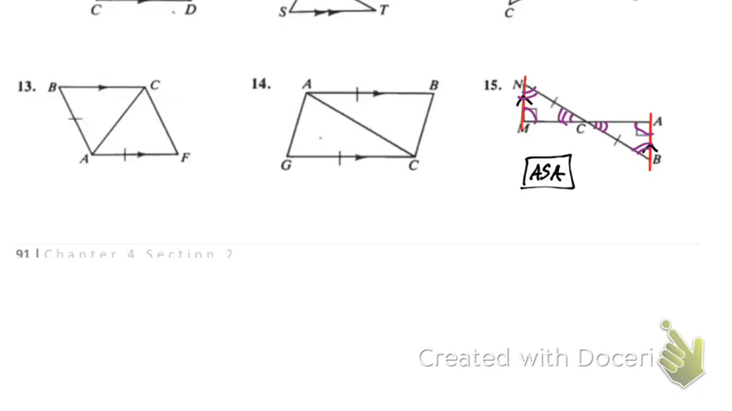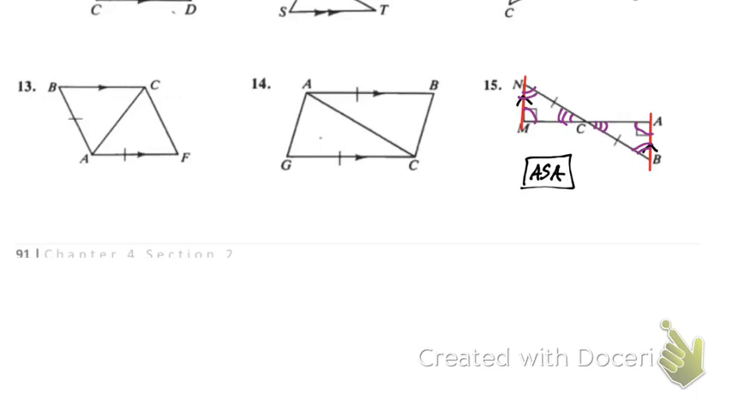So this is 90 degrees and that one's 90 degrees, right? And these are alternate interior angles. And we have the alternate interior angle converse that says if they're equal, then these are parallel. So these two lines are parallel to each other.